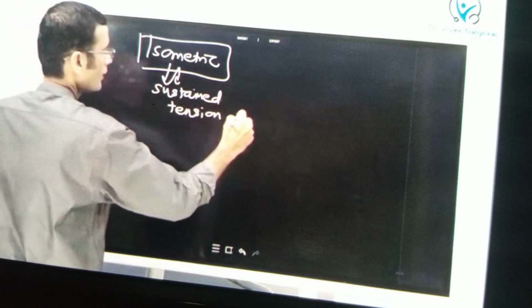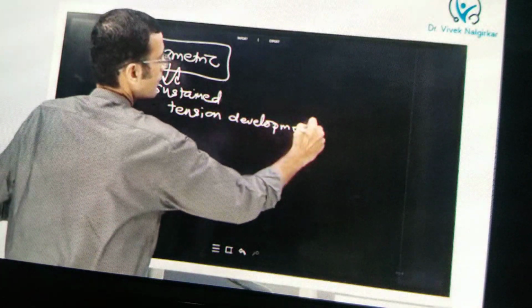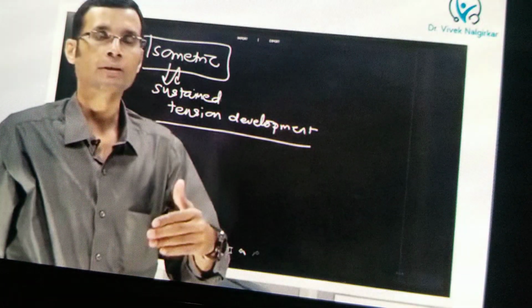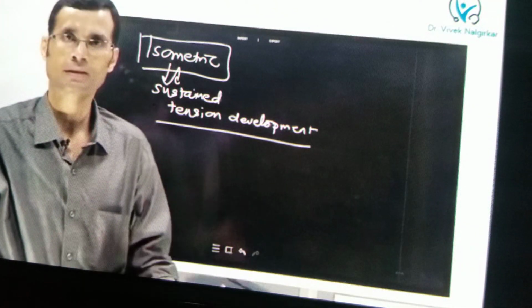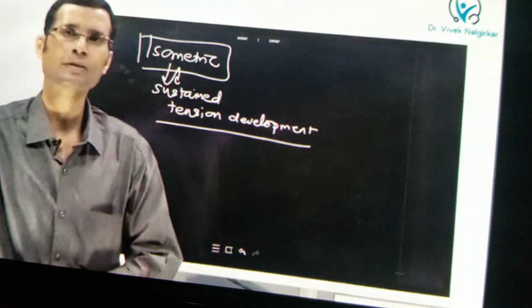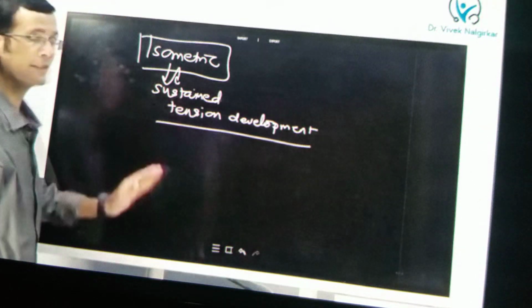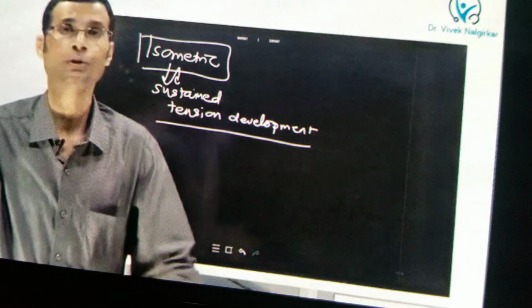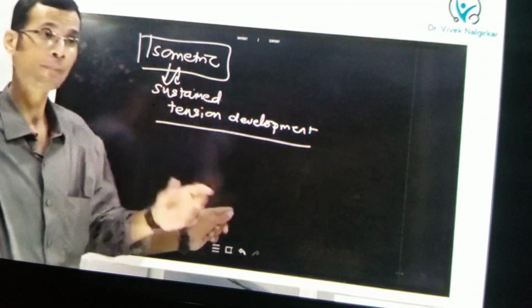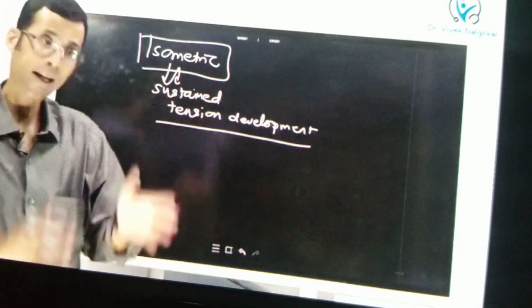Try to understand the difference. In isotonic or dynamic exercise, there was alternate rhythmic contraction and relaxation of the muscle, in the agonist and antagonist. That's how isotonic exercise works. Isometric exercise means a sustained tension development. That means the muscle is not going to relax. In the isotonic exercise, the muscle was going to relax. Therefore, the blood vessel was allowed to open up, and there was vasodilation in the skeletal muscle.